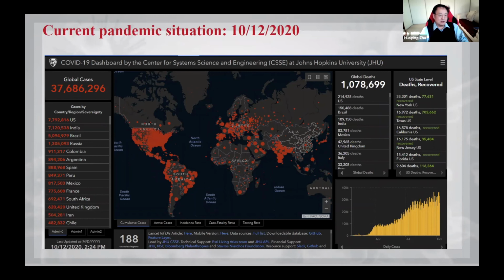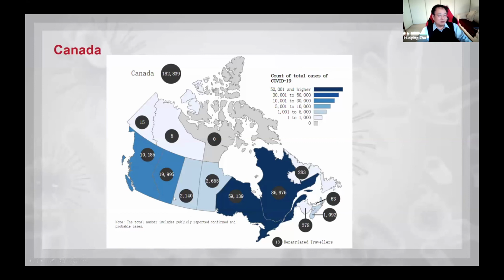Now let's look at the situation in Canada. This is a total of 182,000 cases. Different regions have different numbers of confirmed cases. If we look at Ontario, this morning, there were another 649 new cases reported. So we are at the peak of the wave. I don't know if we should call it the second wave or a continuation of the increasing trend. So this is the situation.